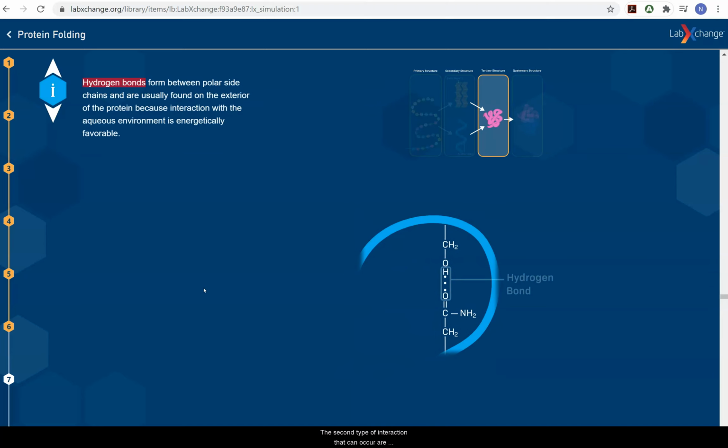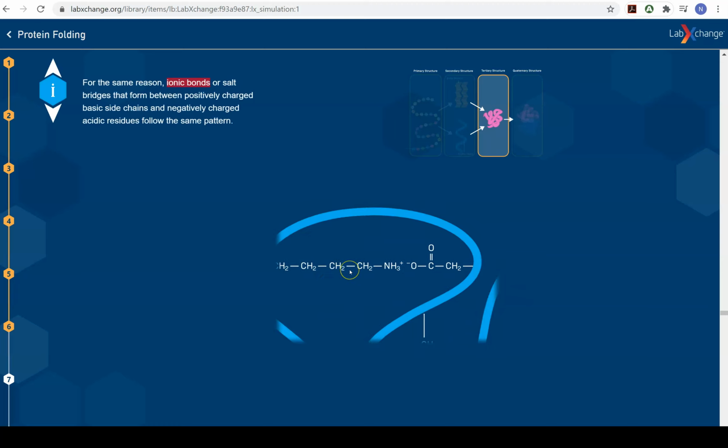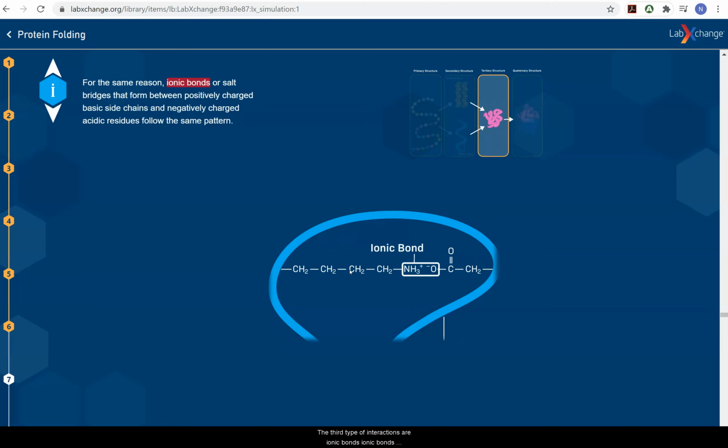The second type of interaction that can occur are hydrogen bonds or polar interactions. These hydrogen bonds are going to form between 2 polar amino acids and help to stabilize the 3-dimensional structure of that protein. The third type of interactions are ionic bonds. Ionic bonds are also going to be polar, and they're going to be a little bit stronger because they're formed between things with a fully positive and a fully negative charge to help stabilize that three-dimensional protein structure.